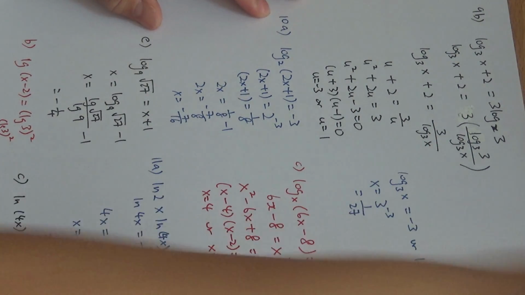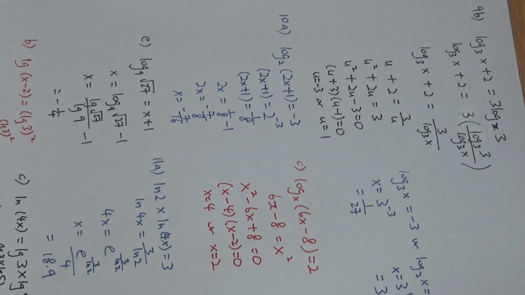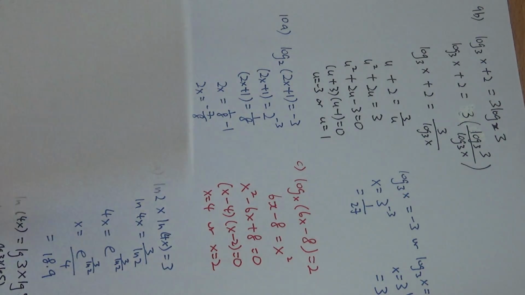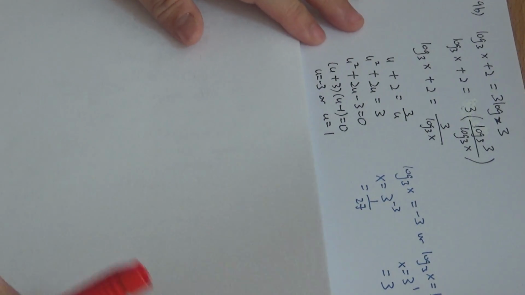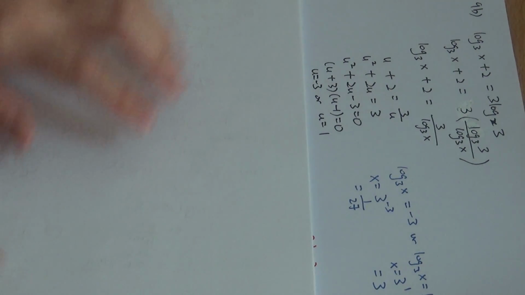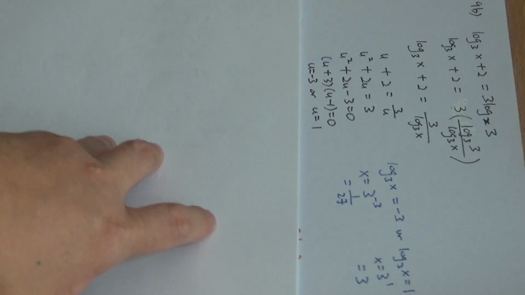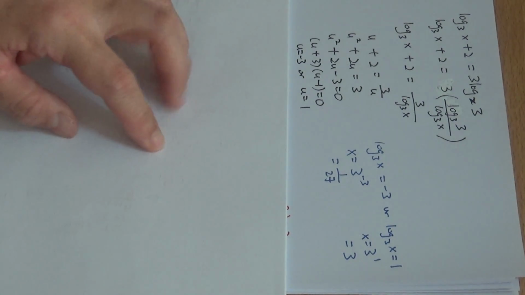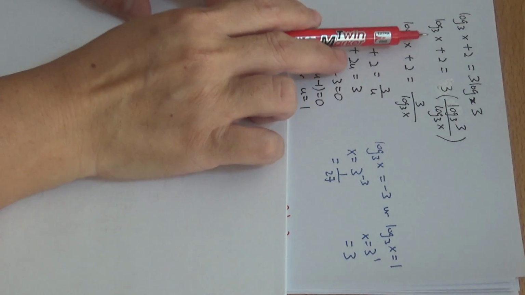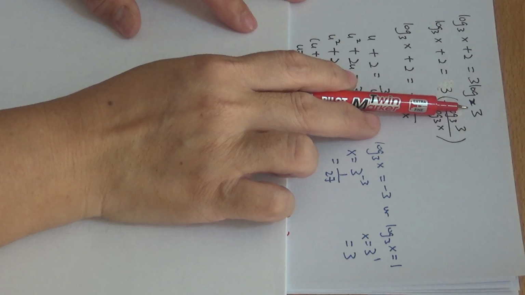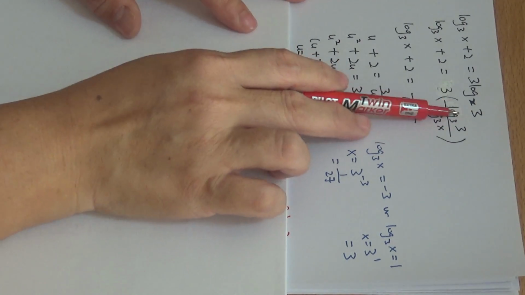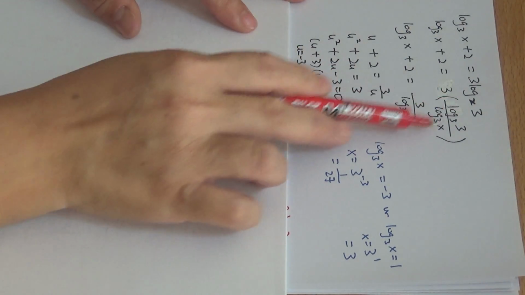Okay, next I'm going on to 9b. Let's look at 9b. Now, for question 9b, I am going to change all to base 3. Now, this one, if I change to base 3, is log 3, 3 on top, x below.